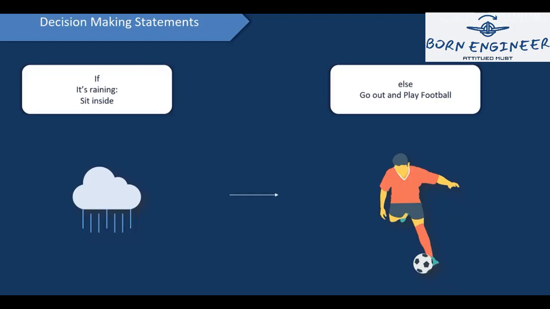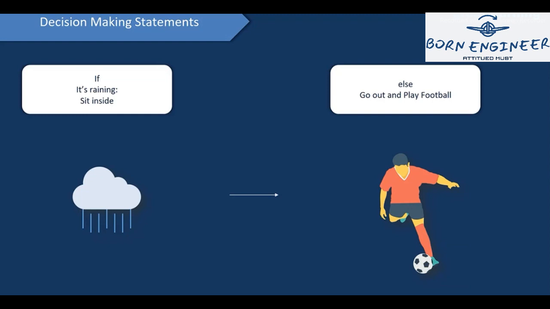There is something known as decision-making statements. So let's understand these decision-making statements in a proper way. Now, there are many real-world situations where you'd have to make a decision on the basis of a condition. So you can either do this or you can only do that, right? So you basically have an option to decide.